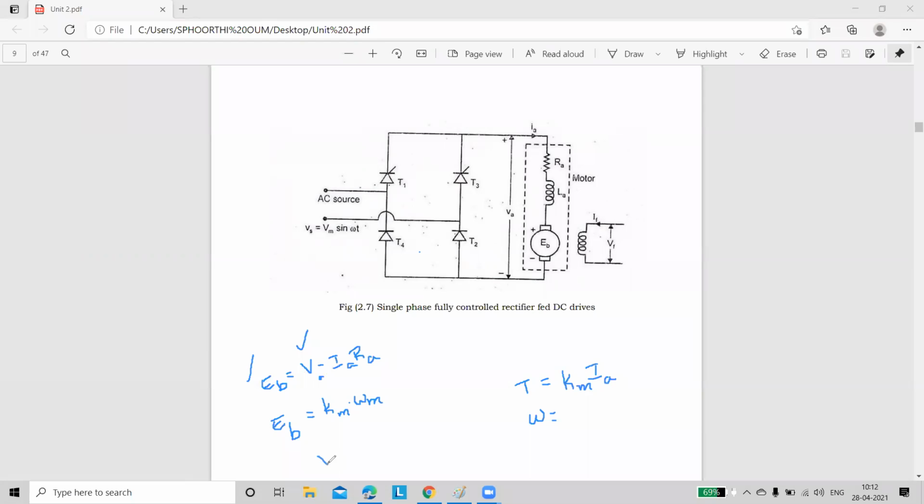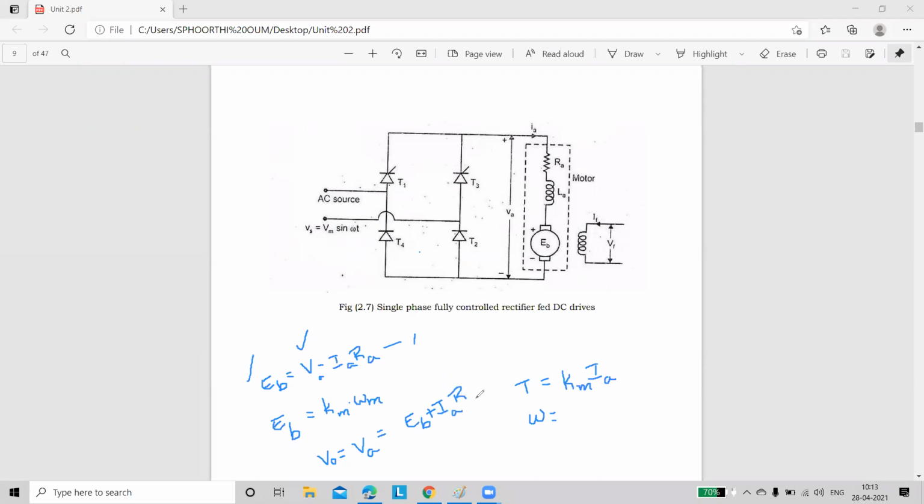Next, from this expression, please write the equation for VA. Why? Because for the rectifier you have to calculate VA or V naught. So V naught, that is nothing but VA, is equal to, can you say the expression for VA from equation 1? What happens to this? All of you please respond. EB plus IA RA.